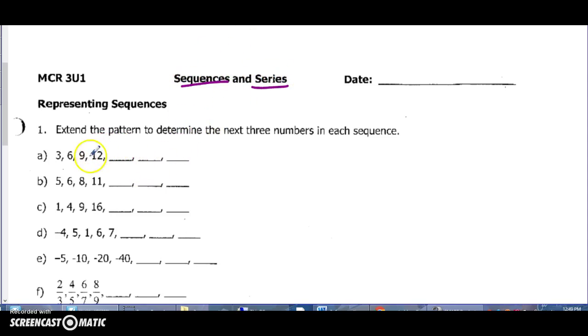So first up, we're looking at patterns here. How do we get this pattern? What are the next couple numbers? 3, 6, 9, 12, 15. We're going to add 3 each time, 18, and then 21. Okay, let's look down further.